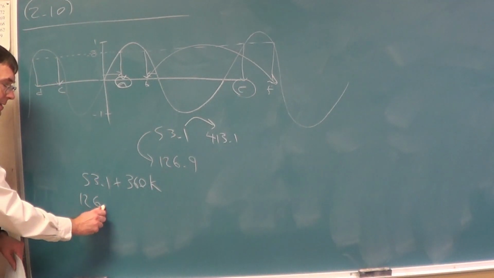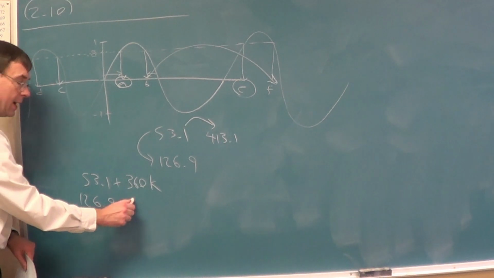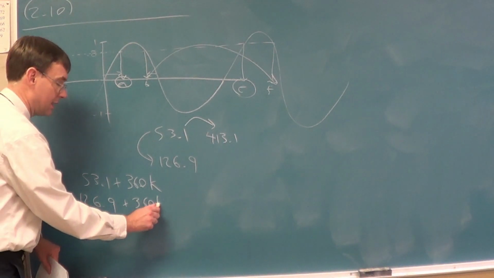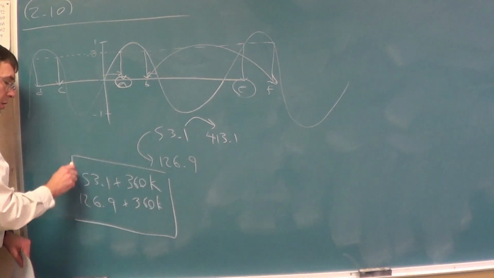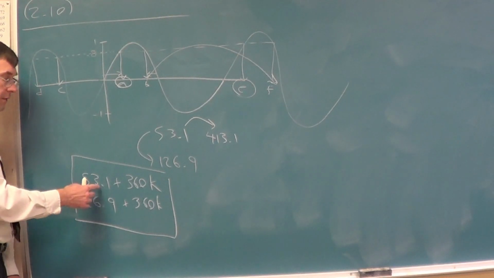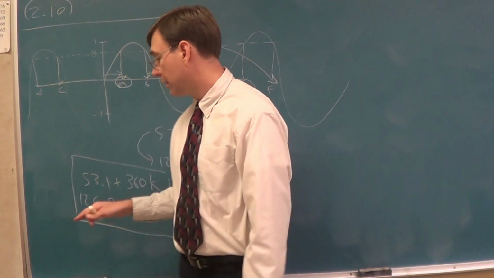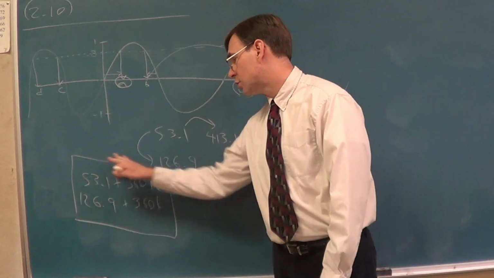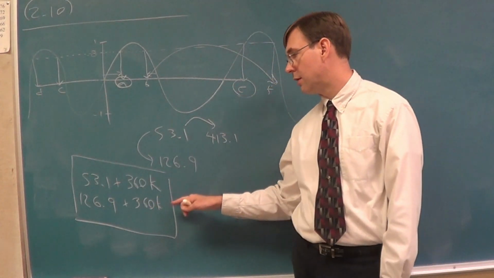180 minus this was the 126.9 plus 360k. This is called the general solution. The 53 is the principal value. The calculator gave you that one. This whole thing that's in the box is called the general solution.